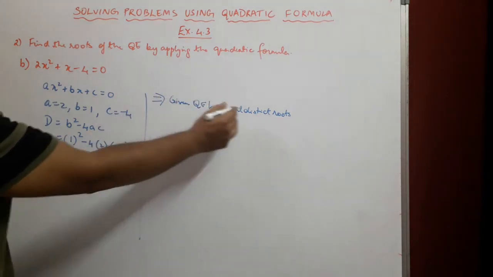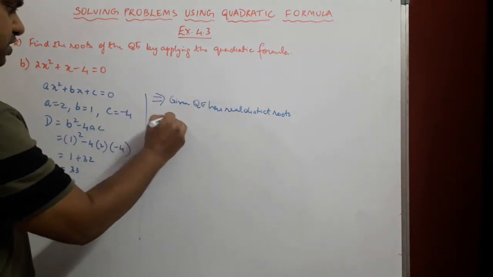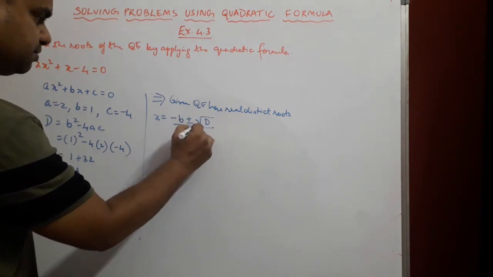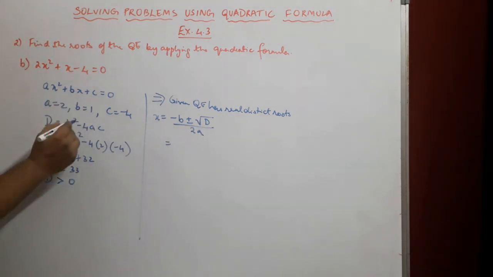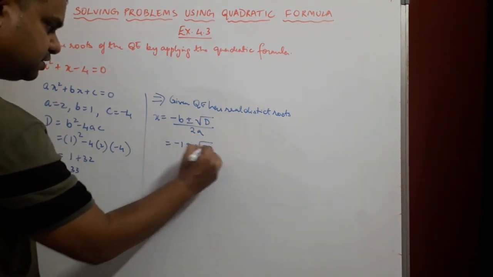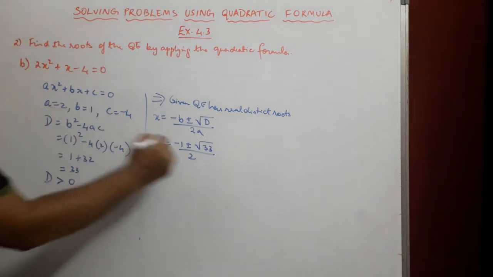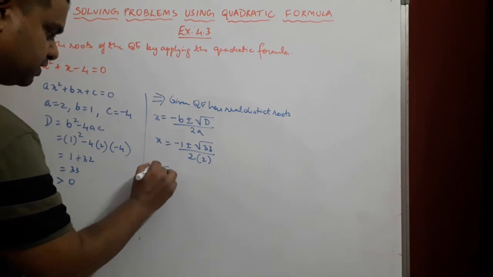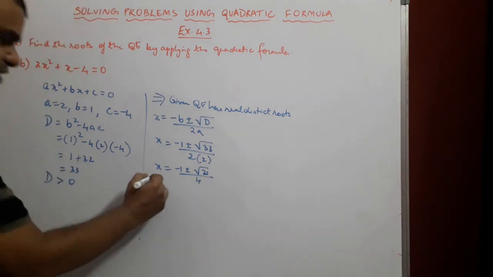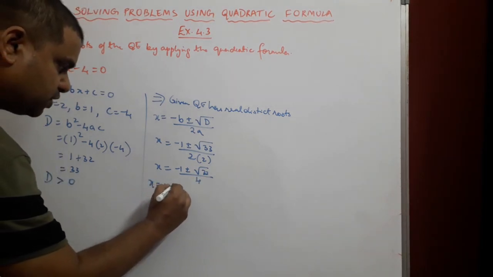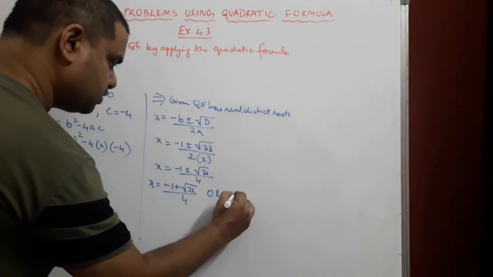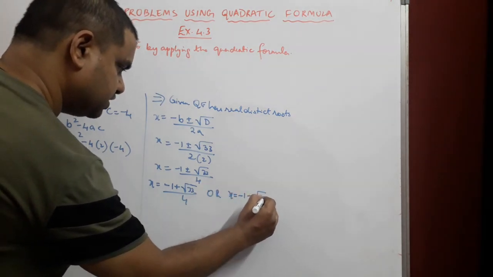Now that we have got these distinct roots, let's use the quadratic formula to find the roots. x equals minus b plus or minus square root of discriminant upon 2a. b is 1, so minus 1 plus or minus square root of discriminant D, which is 33, upon 2 into a, which is 2 into 2, that is 4. So x equals minus 1 plus or minus square root of 33 upon 4, which means we can write x equal to minus 1 plus square root 33 upon 4, or x equal to minus 1 minus square root 33 upon 4.